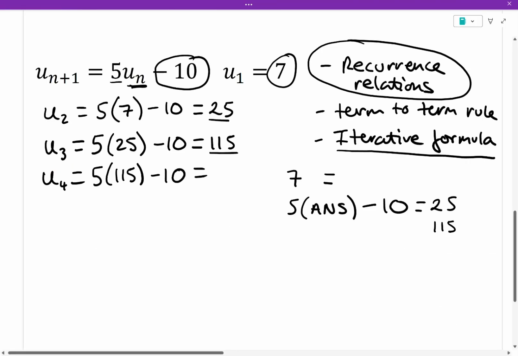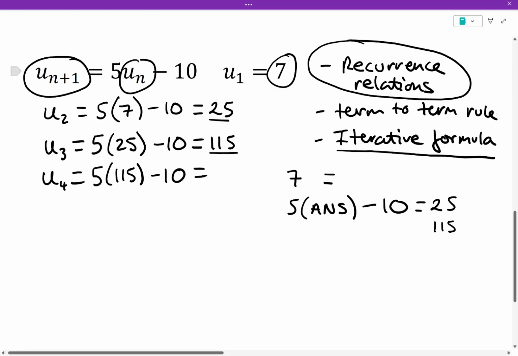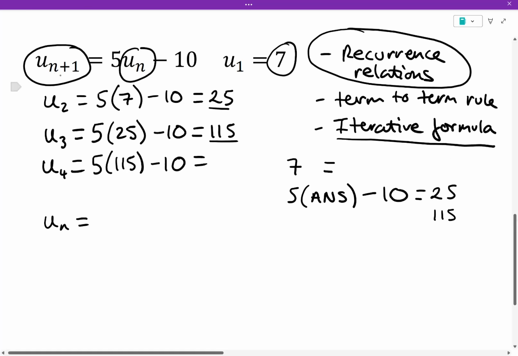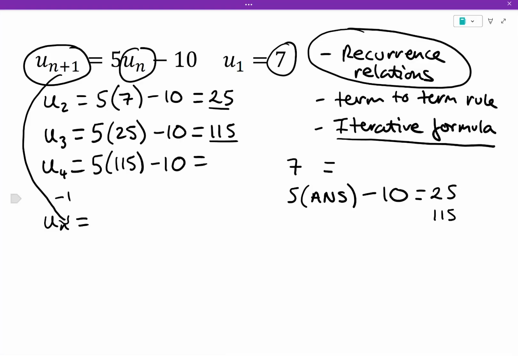Now, these recurrence relations can be written slightly differently, because the idea is the UN and the UN plus 1 are consecutive terms. So what you could potentially write instead, which is very similar, would be to write that UN is equal to, so in order to go from the n plus 1 to the n, we have subtracted 1 off our subscript. So then to balance that out, I would go to my second subscript term, the UN, and I would also subtract 1 off its subscript to get n minus 1, and then subtract 10. And then this would generate the same sequence.